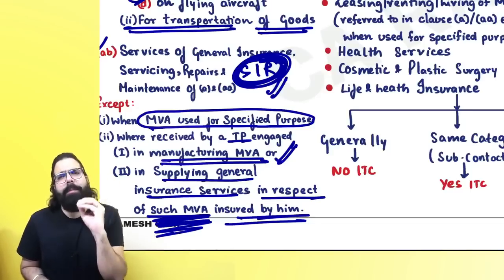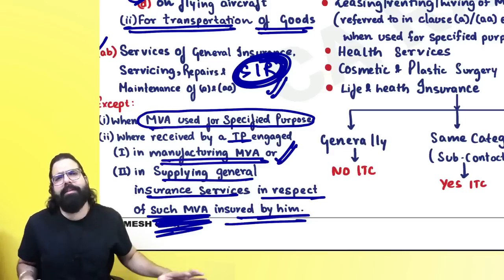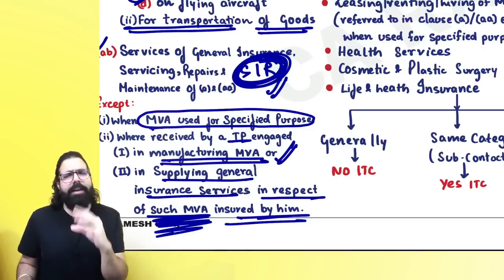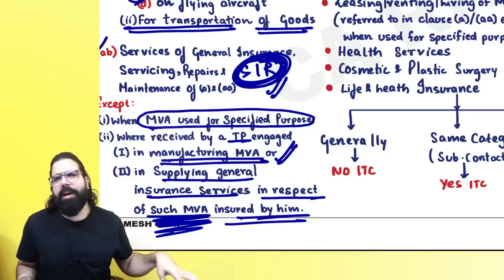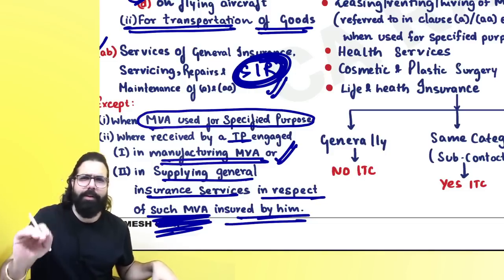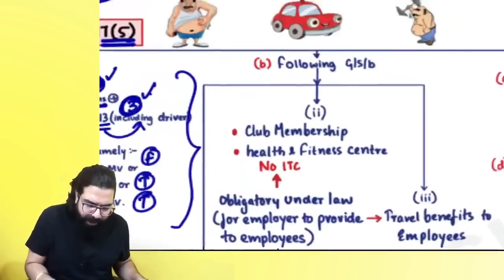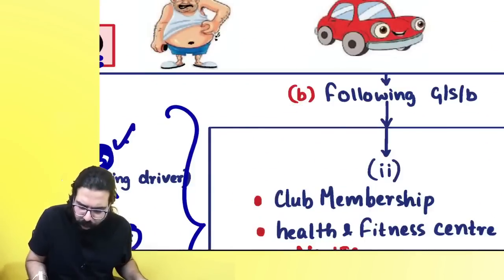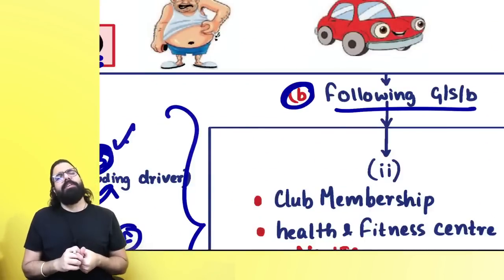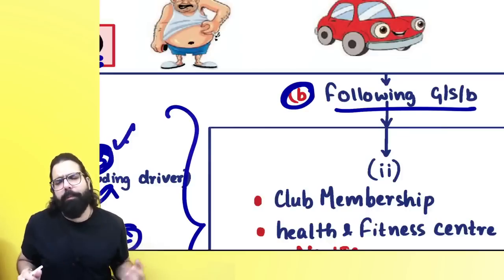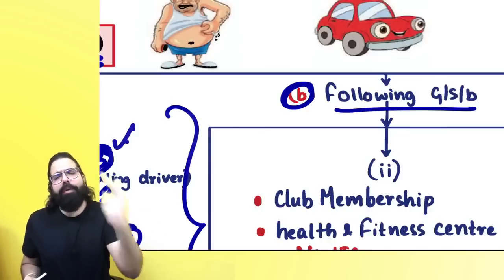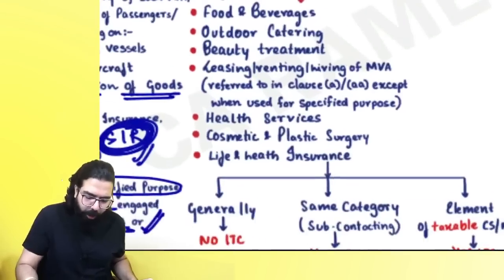Sir, if you are a manufacturer, or a person who is giving general insurance business relating to that motor vehicle, vessel and aircraft, then the credit on servicing, insurance, repair and maintenance will be allowed to you. Okay sir. After that, we have section 17(5)(b), which tells that the credit of the following goods, services or both will always be blocked.